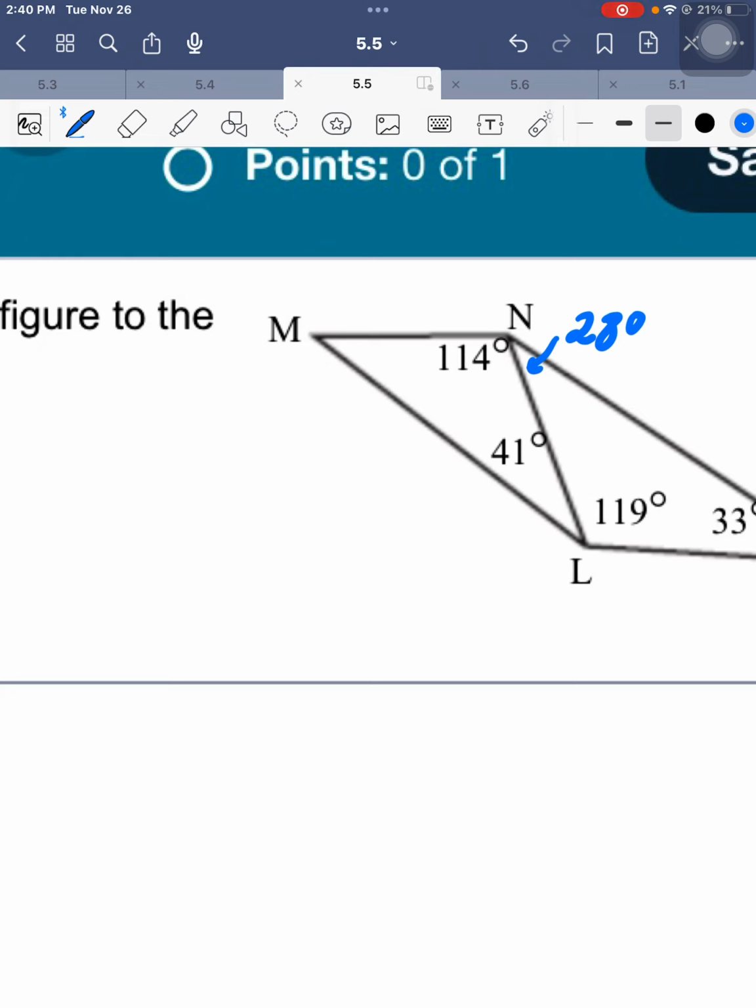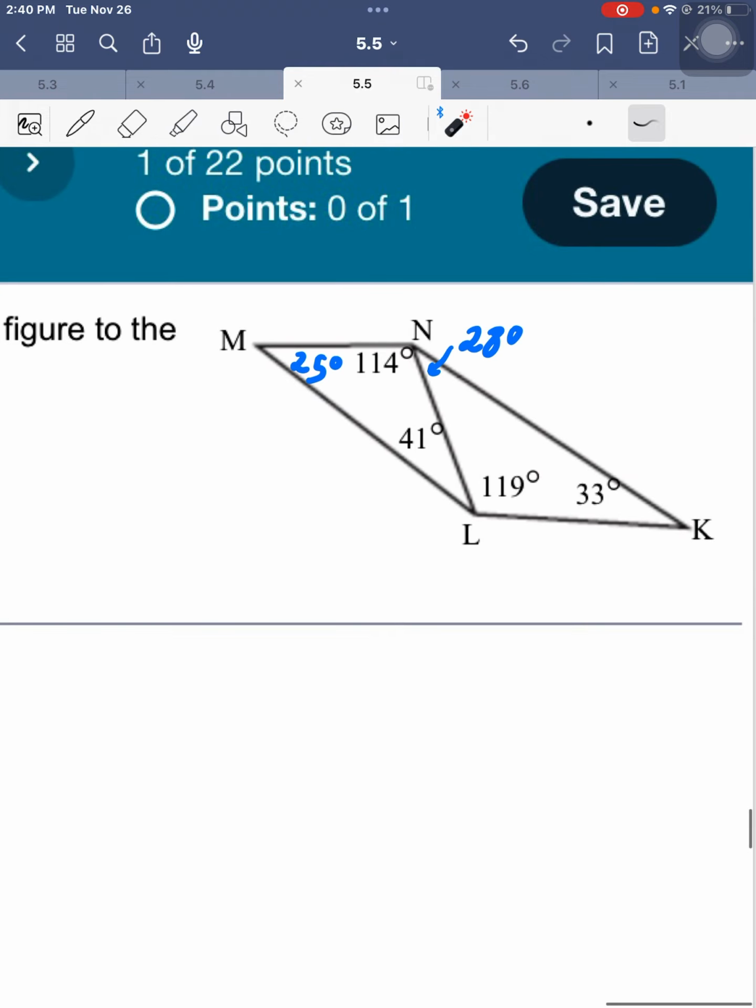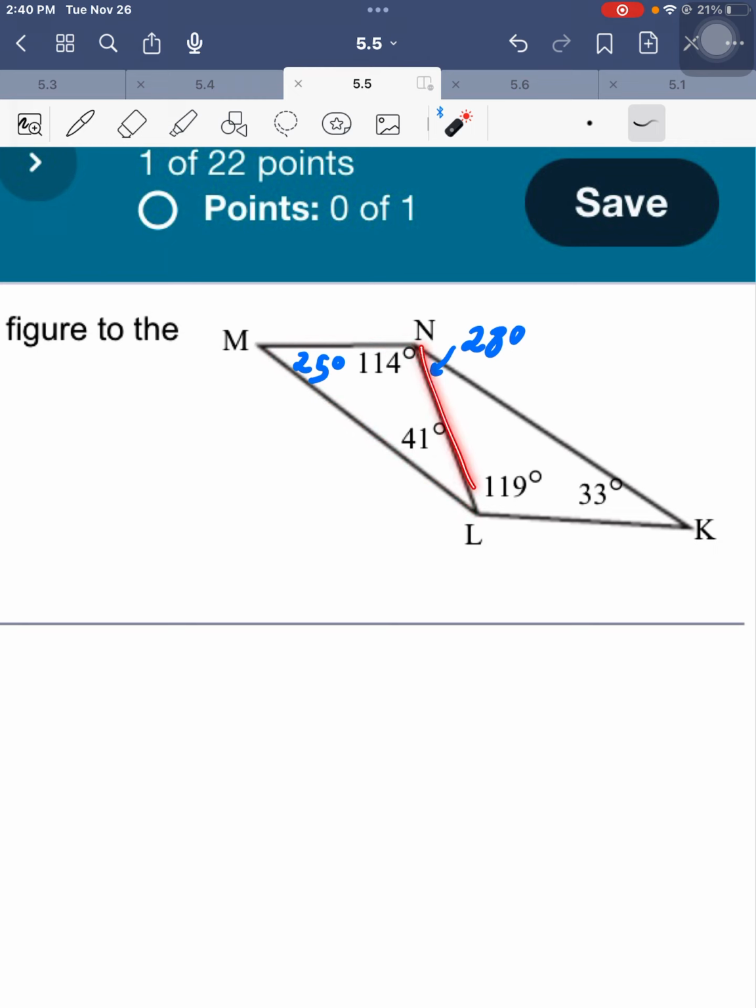180 minus 114 minus 41. 25. Okay. So once again, let's see. The smallest side in this triangle is this NL, and the smallest side in this triangle is LK.